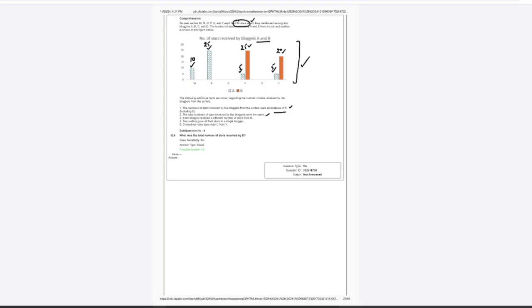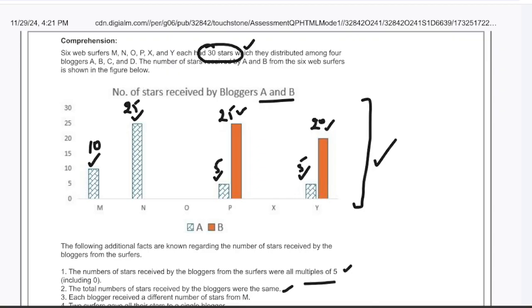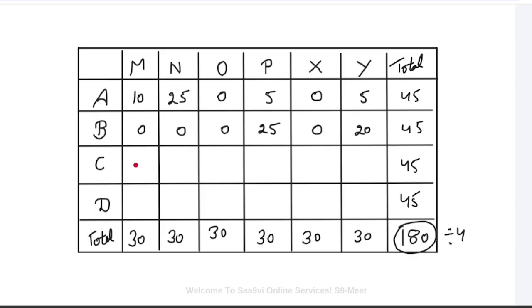Let's go further. The next information says each blogger received a different number of stars from M. So the number of stars that M is going to give in total comes out to be 30. That means it is either 5 and this is 15, or this is 15 and this is 5. That is the only possibility of how it can be different integers, multiples of 5.